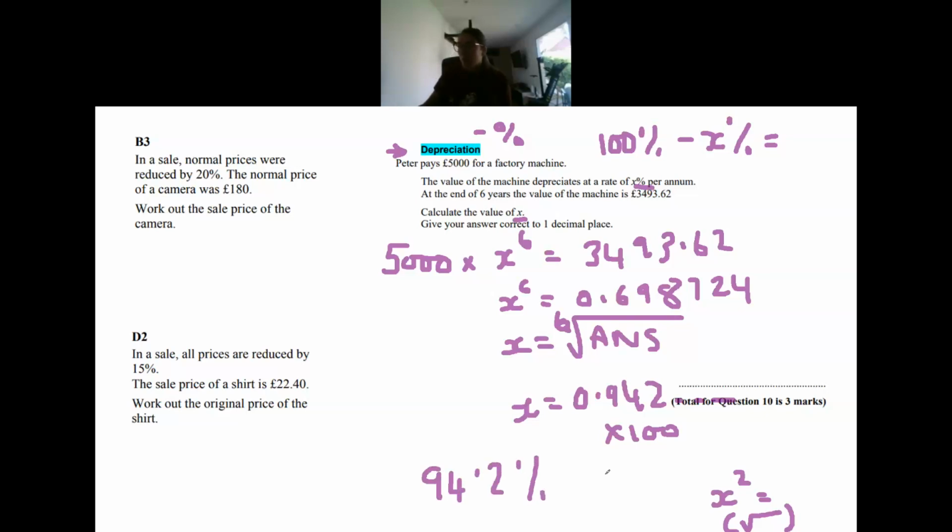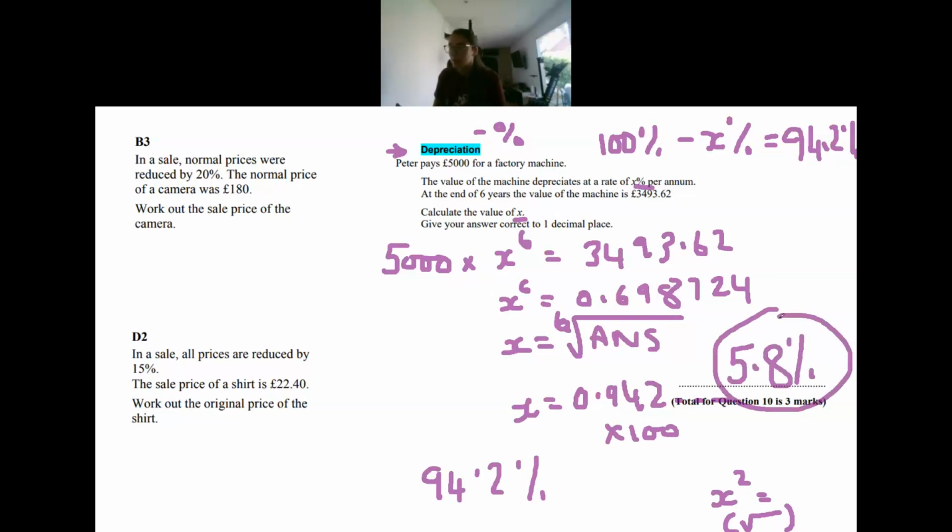Now, that means my machine is worth 94.2% of its previous value every year. So I'm going to do 100 minus that answer to give me 5.8%, which will be the depreciation. It's lost 5.8% every year.